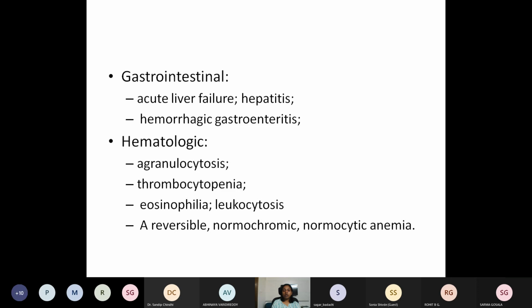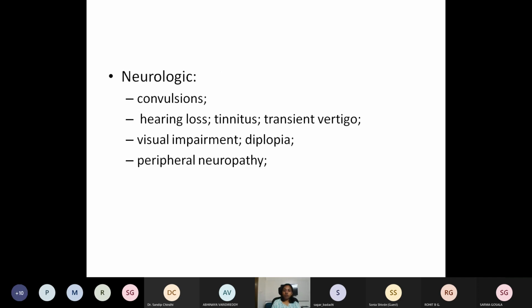Gastrointestinal: it can cause hepatitis or an acute liver failure, hemorrhagic gastroenteritis. It can cause agranulocytosis, thrombocytopenia, leukocytosis with eosinophilia, and a reversible normocytic normochromic anemia. This is due to the suppression of erythropoietin. Most of these are reversible on stopping treatment. Coming to neurological complications, amphotericin per se can cause convulsions. It can lead to hearing loss, tinnitus, and transient vertigo. It can cause visual impairment and diplopia, or even a peripheral neuropathy.